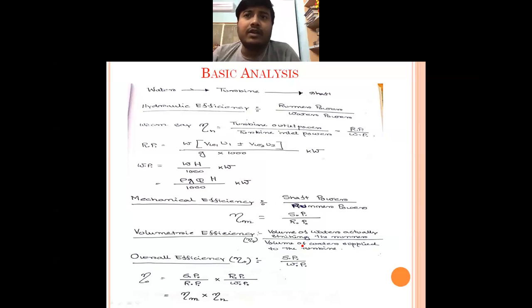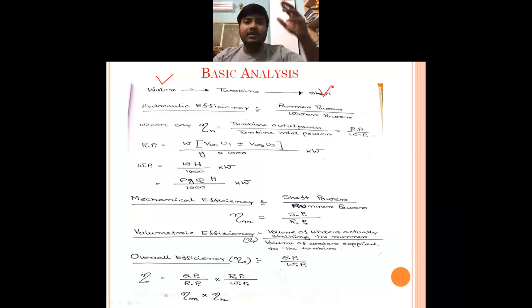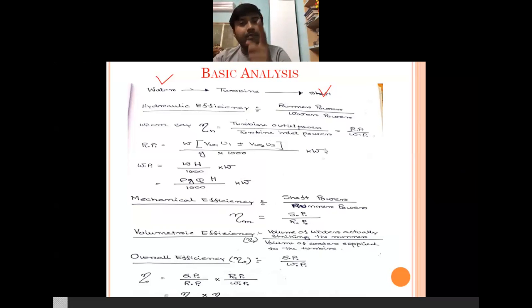So what is overall efficiency? Overall efficiency is the power available from the water and the power we get at the shaft. That means before entering the electrical system or the generator, the power available by means of the potential energy of the water, and the power we are getting in terms of brake power before entering the generator. If we take the ratio of that output by input, that gives the overall efficiency.